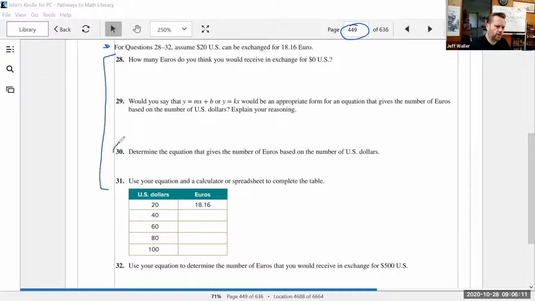Number 30, you've got to be a little careful. Number 28 is kind of silly. You come up to the counter with zero money. What are they going to give you? Zero money. Zero monies, like 0 euros. I like it. So then that leads right into 29. Which of these is a more direct model of what's happening?